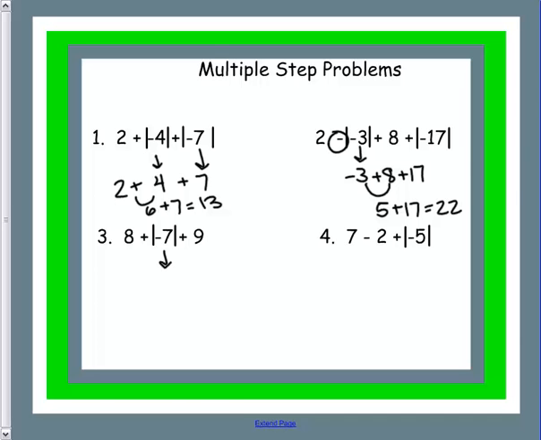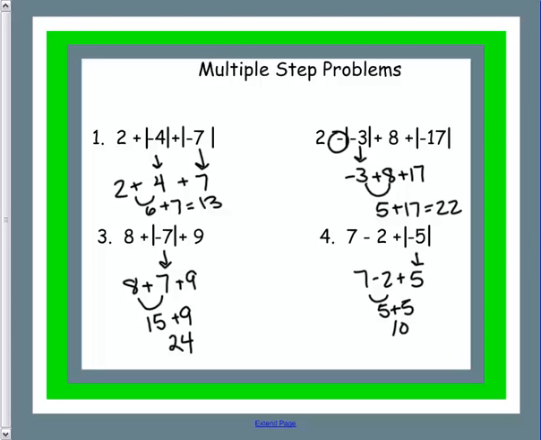All right, the absolute value of -7 is 7. I'm going to add 8 to this 7, and I get 15 plus 9, and that's 24. The absolute value of -5 is 5, and 7 minus 2 is 5, so 5 plus 5 is 10. And that is absolute value and addition of integers and a review of opposites.